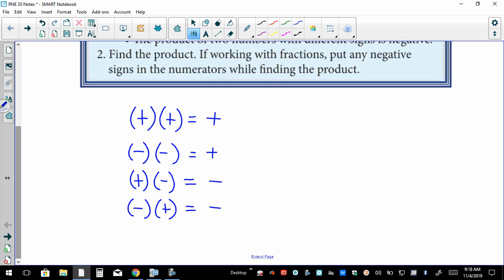And we're going to do rational numbers, in other words, fractions and mixed numbers, right? The rules don't change when you're talking fractions and mixed numbers.